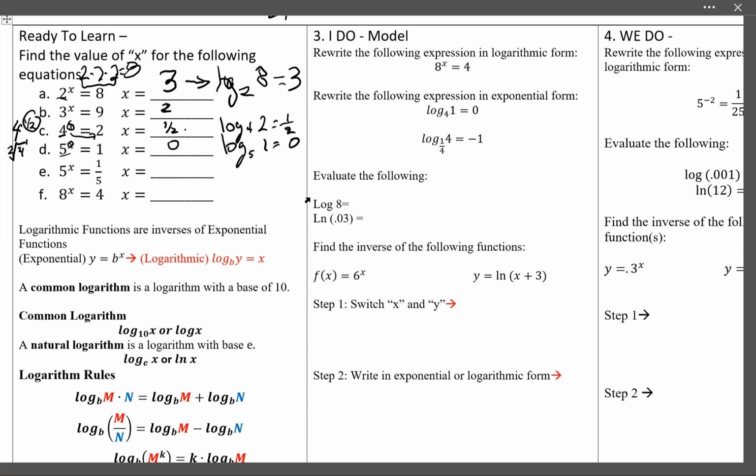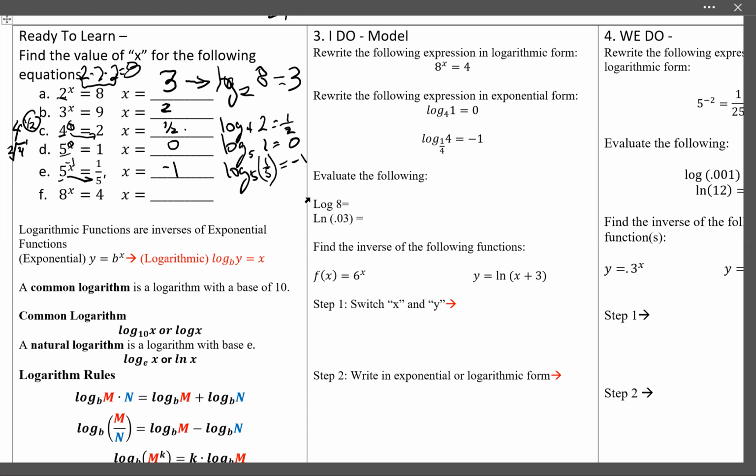Next one, 5 to the x power equals 1/5. Well, to get that base to go down into the denominator, we would need a negative exponent. And it ends up with an exponent of 1 in the denominator. So that means it must have started with a -1 up here. So x equals -1. Rewriting that as a log. Again, the base is 5. Start with the base. Log base 5 of 1/5. This one as a fraction, you might put in parentheses. Log base 5 of 1/5 equals -1.